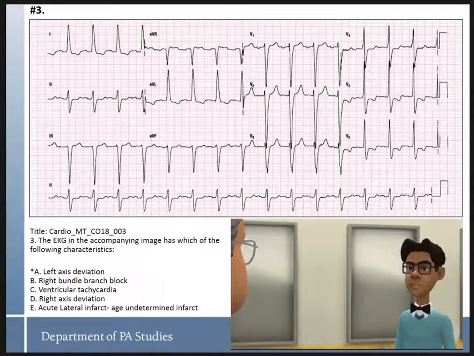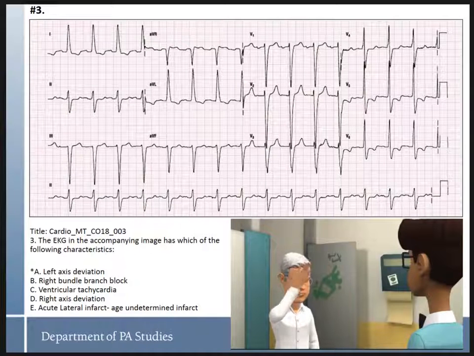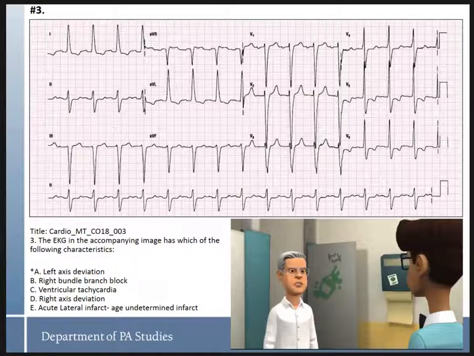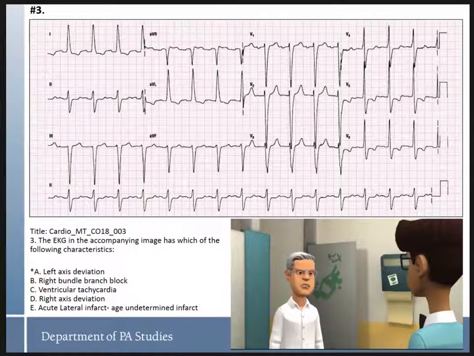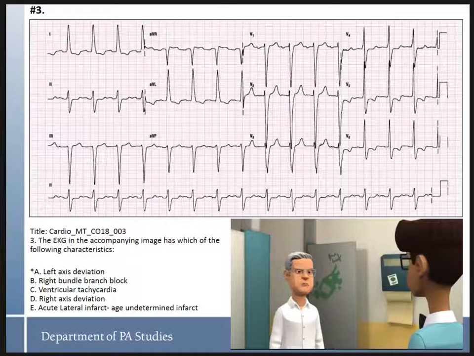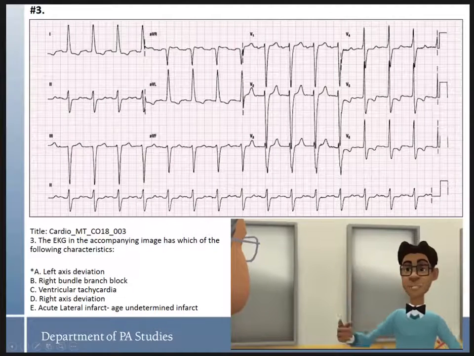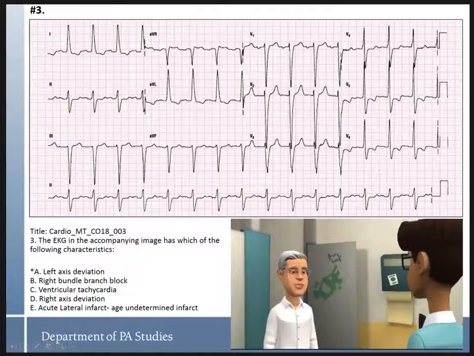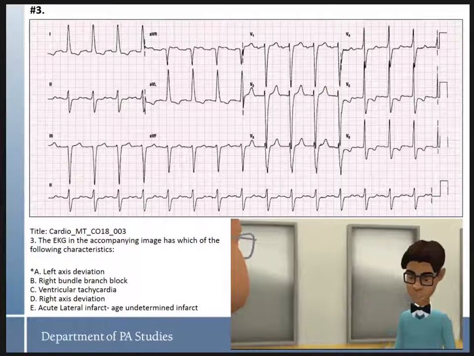It must be an acute lateral infarct, age undetermined. No, first there is no ST elevation or pathologic Q waves in the lateral leads, 1, aVL, V5 and V6. And you cannot have both an acute and an age undetermined infarct unless you have both Q waves and ST elevation. I guess that means it must be a left axis deviation. Yes, lead 1 is positive, and lead aVF is negative. Positive, negative, left. Okay, I promise I will do better on the next one.